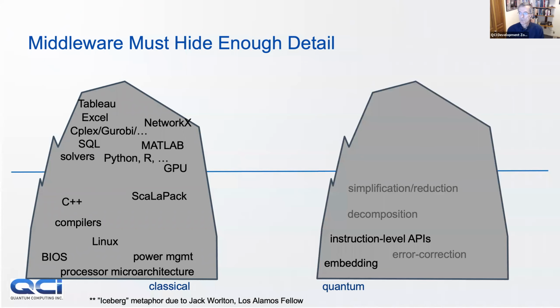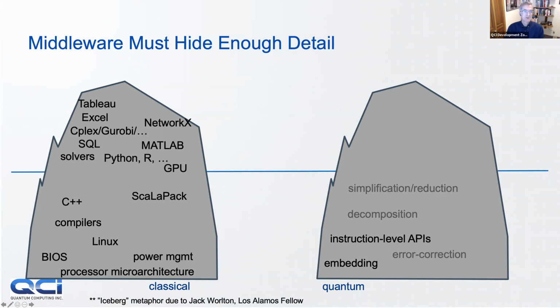When we look at the quantum world, it's way different. So we see down here that we have instruction level APIs. Every quantum computer has one. Some of them are similar to each other. Some of them are not so similar to each other, which creates issues of its own. There are low level issues like embedding. And then there are things that we wish were there but aren't yet. Things like error correction, things like decomposition.